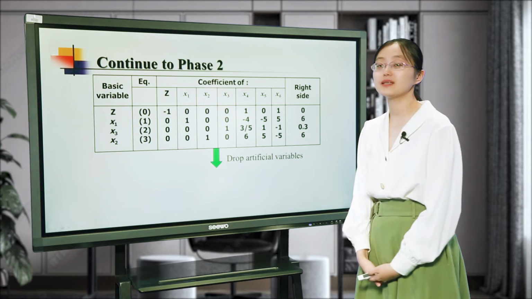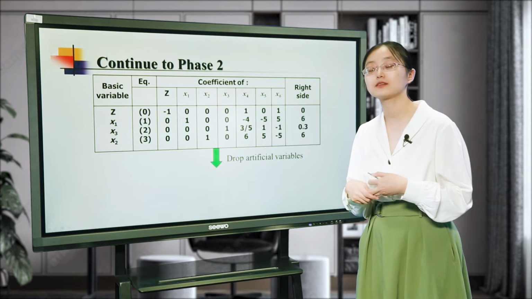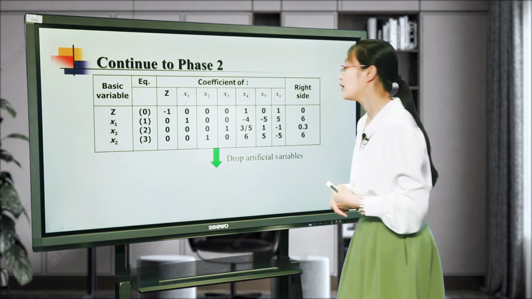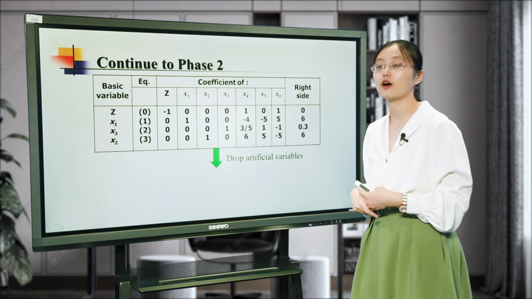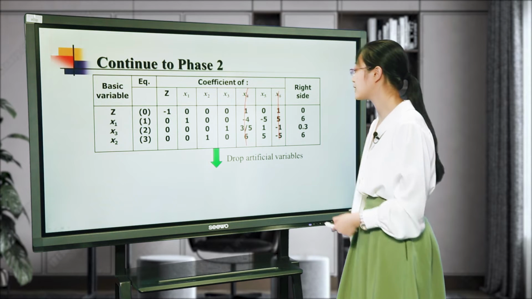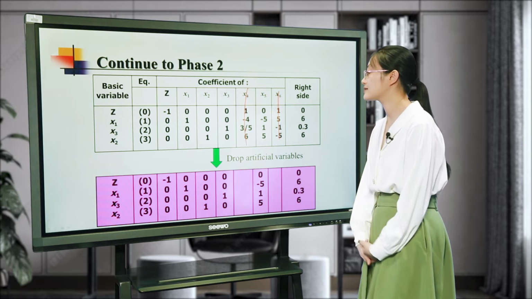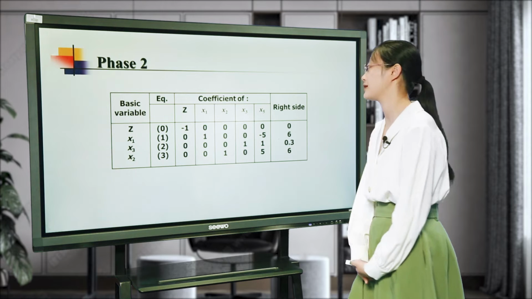Phase 2 means that we want to drop our artificial variables and consider the real problem. So this is our original final simplex tabular we obtained at the end of phase 1. So we drop the artificial variables, just remove these two columns, and obtain a new tabular. And this is the tabular we will use to start the simplex method for phase 2.